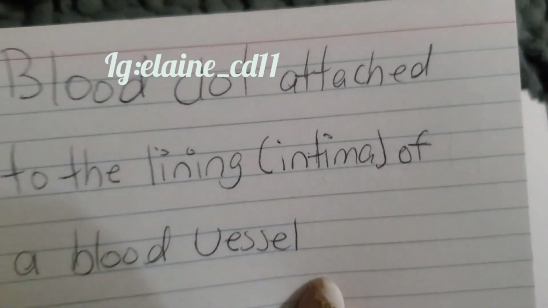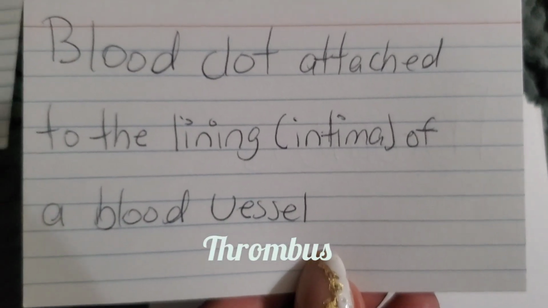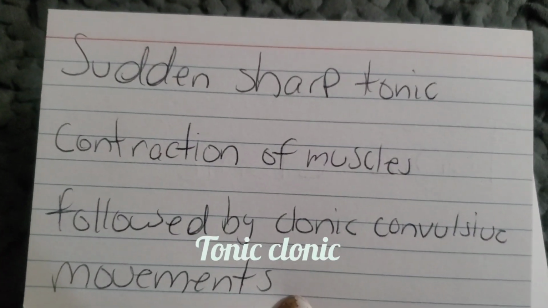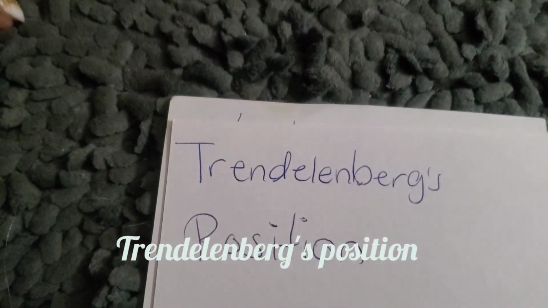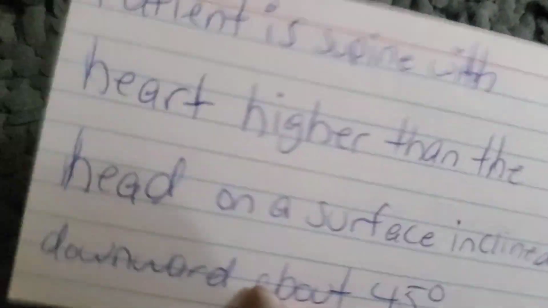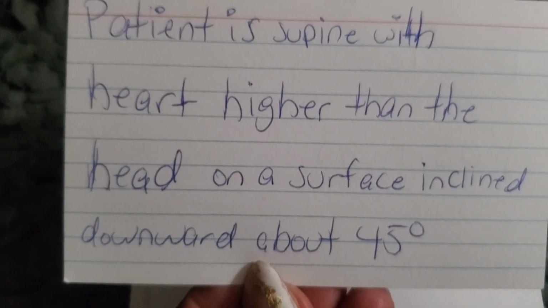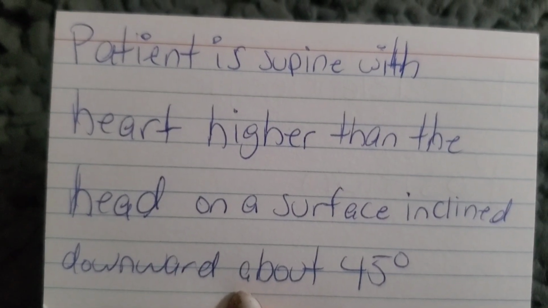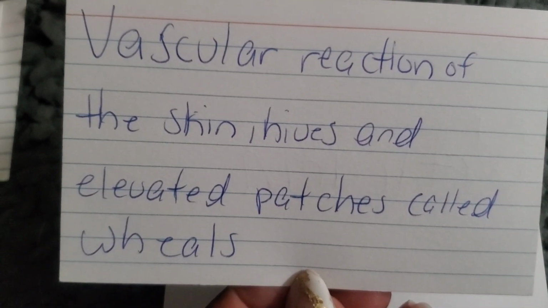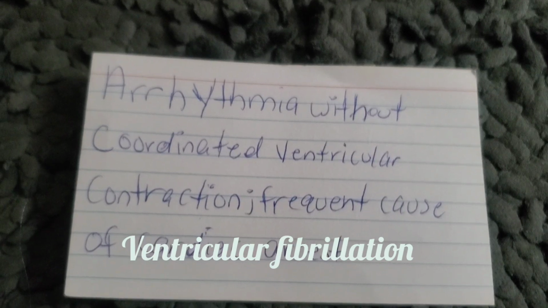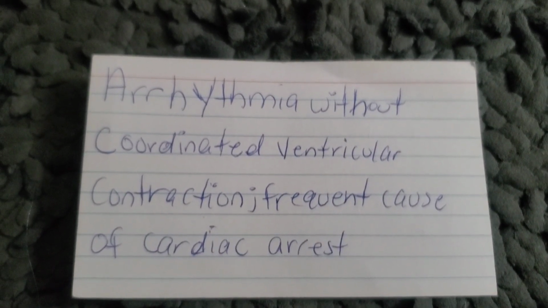Thrombus: a blood clot attached to the lining or intima of a blood vessel. Tonic-clonic, which is a type of seizure: sudden sharp tonic contraction of muscles followed by clonic convulsive movements. Trendelenburg position: patient is supine with the feet higher than the head, on a surface inclined downward about 45 degrees. Urticaria: vascular reaction of the skin, hives, and elevated patches called wheals. Ventricular fibrillation, which is our last one: arrhythmia without coordinated ventricular contraction, a frequent cause of cardiac arrest.